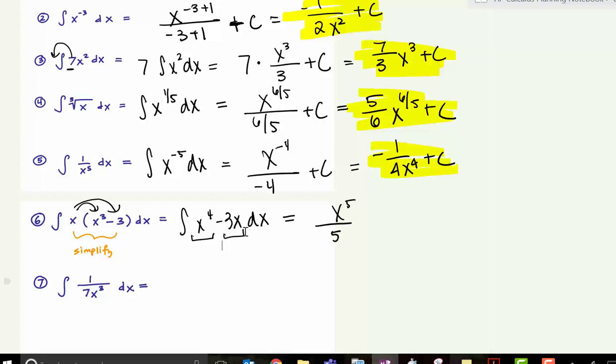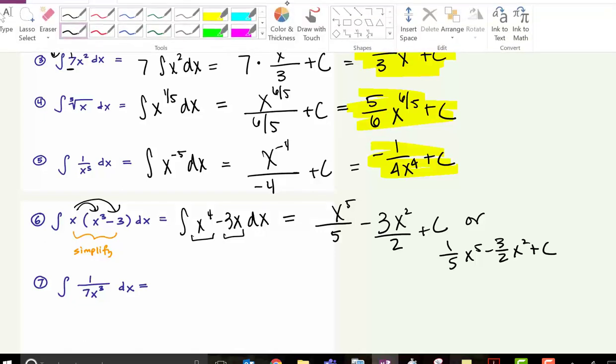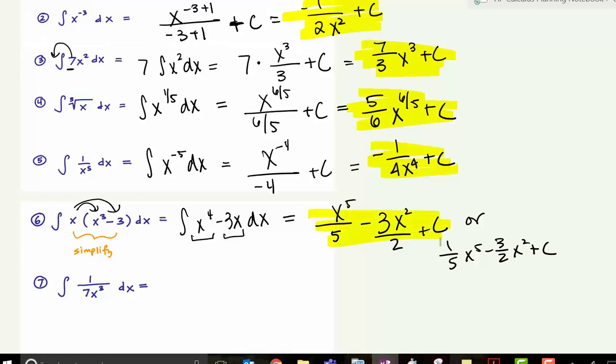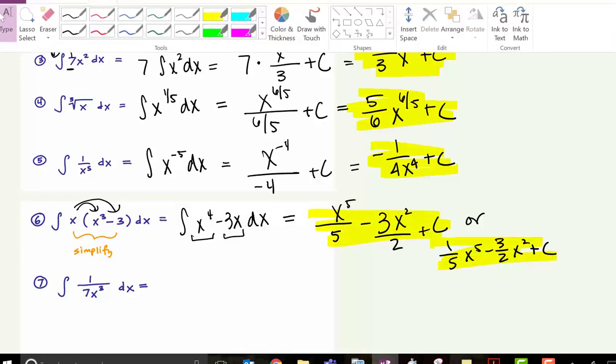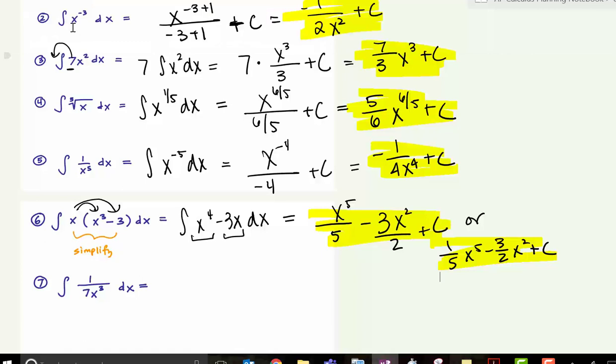For my second term, that negative 3 gets factored out. My n value is 1, so we have x squared divided by 2 plus c. You can leave it like that, or you can rewrite it as 1/5 x to the 5th minus 3/2 x squared plus c. That might feel a little bit more traditional. And again, remember, you can always check by taking the derivative and ensuring that you get back to that original form.